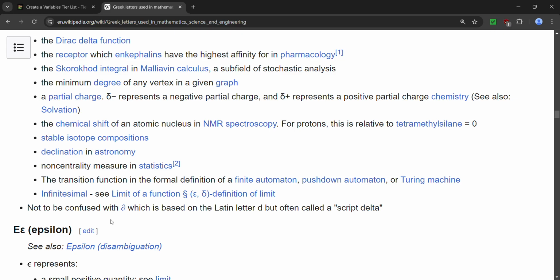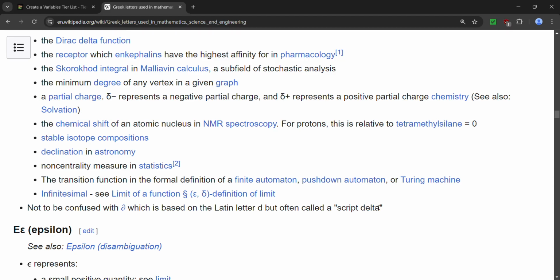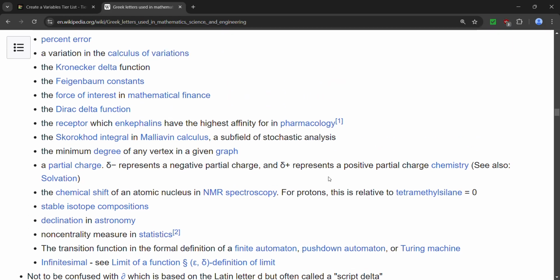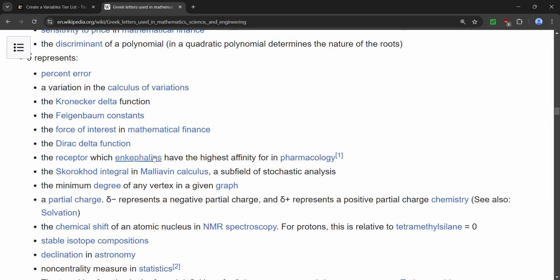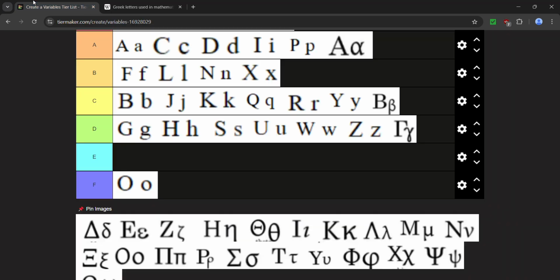Okay, I also thought it was the partial derivative thing, this little delta, but I guess it's not. Script delta. Look at that. You learn something new every day. Am I missing anything? These are all pretty niche, and they're not that interesting niche functions. They're just kind of there.